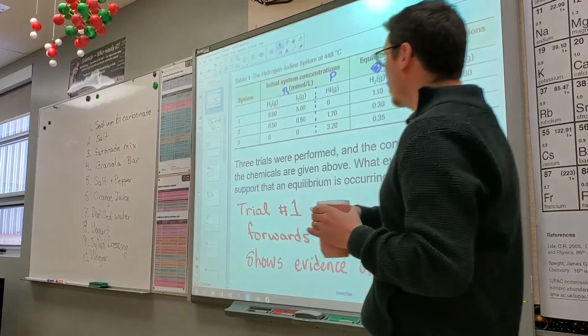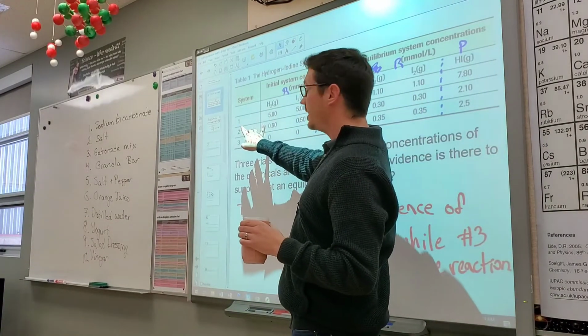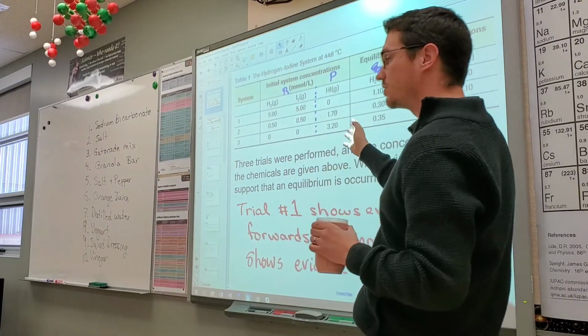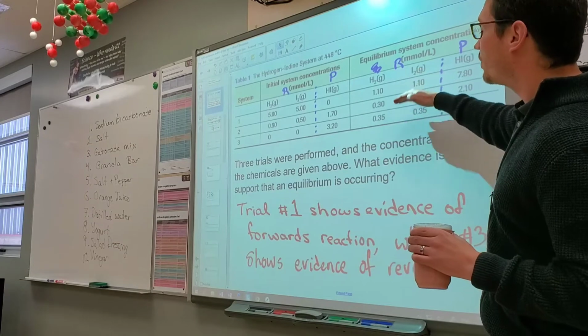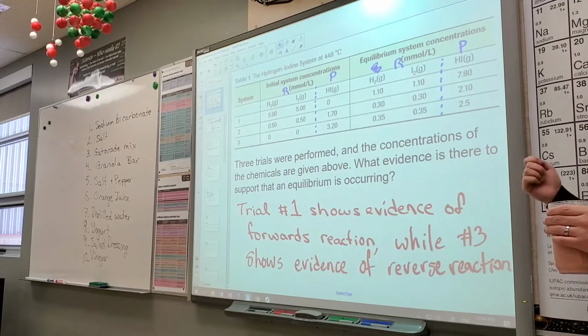Now, take a look. Remember the only thing we did was change the initial concentrations of all of these things, right? Look through all three of these trials. Does it seem like the products are favored in all three trials?